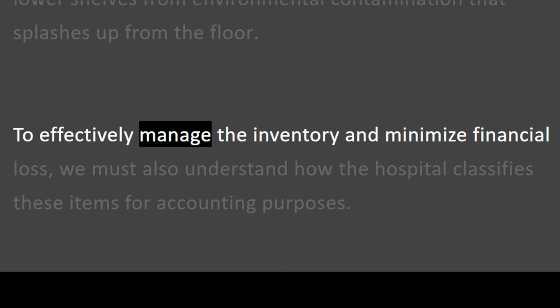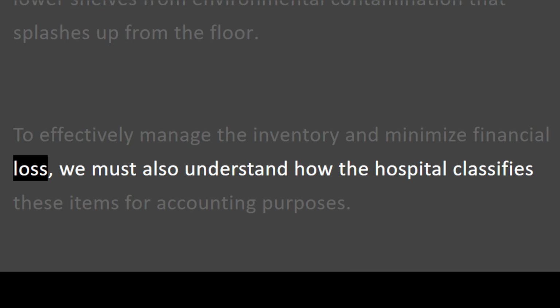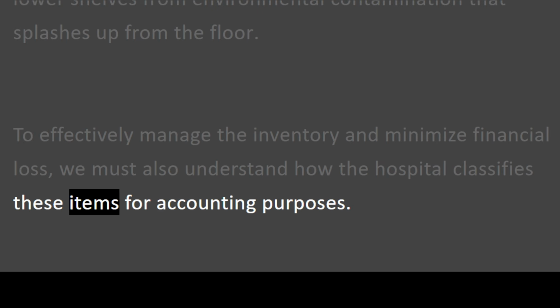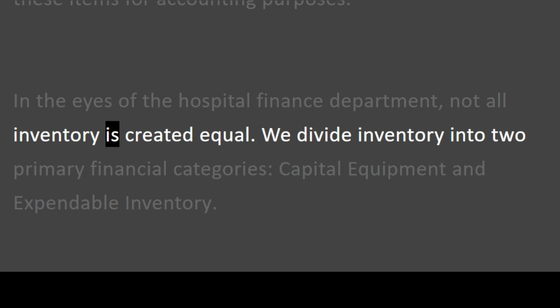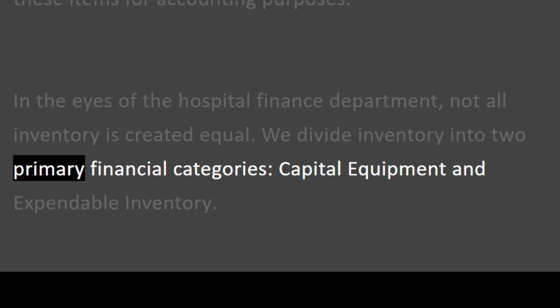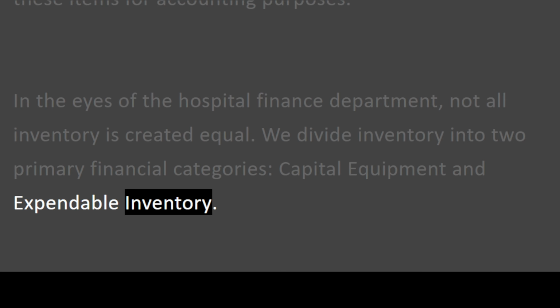To effectively manage the inventory and minimize financial loss, we must also understand how the hospital classifies these items for accounting purposes. In the eyes of the hospital finance department, not all inventory is created equal. We divide inventory into 2 primary financial categories: capital equipment and expendable inventory.